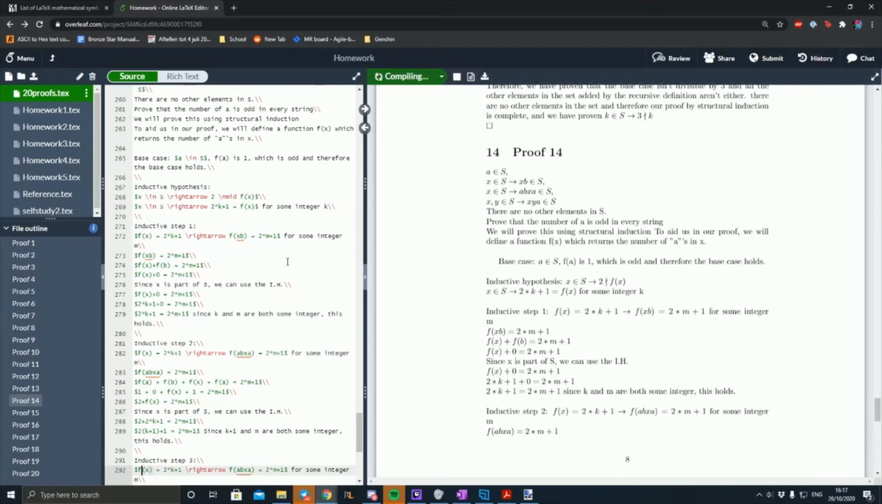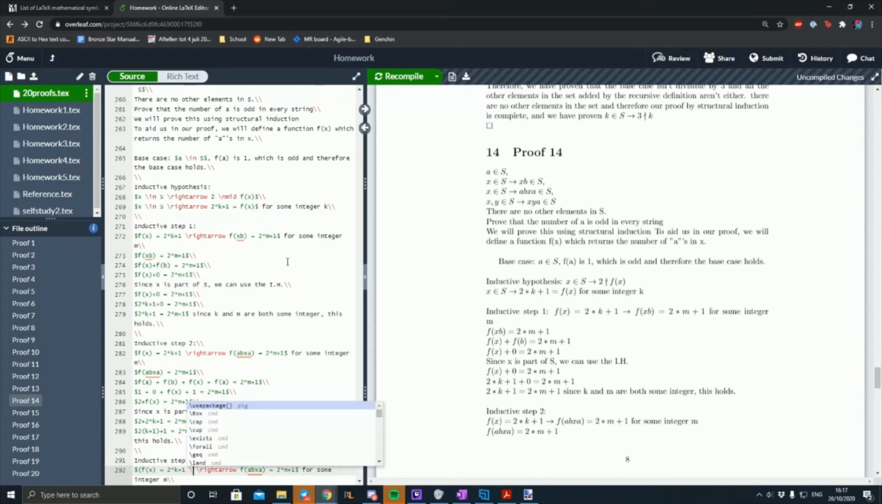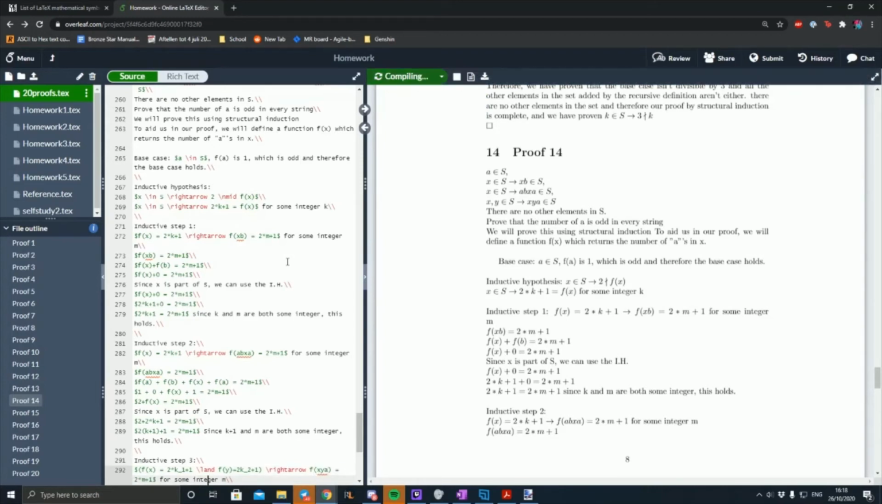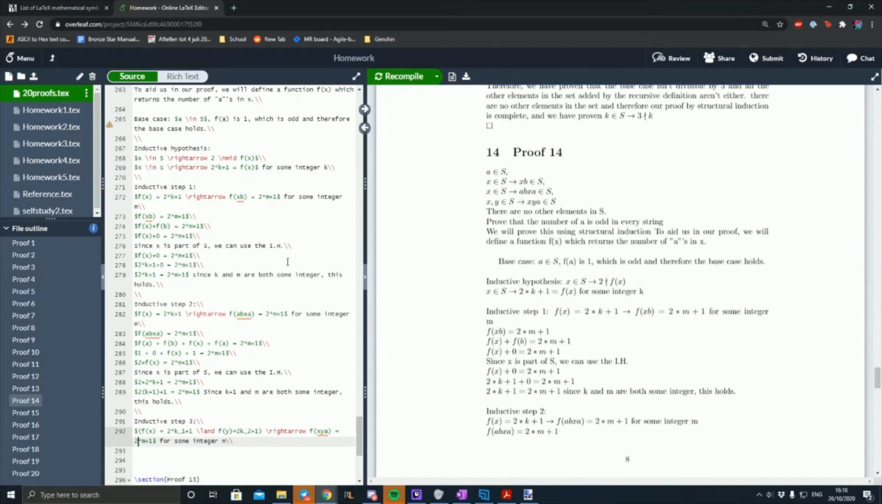If f of x is equal to that, and f of y is equal to 2. Let's add another one here, so we have k1 and k2. Then f of x, y, a equals 2n plus some integer m. Okay, so we'll take this. We will say that this is equal to f of x plus f of y plus f of a.